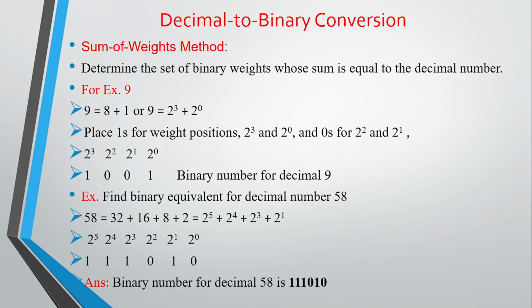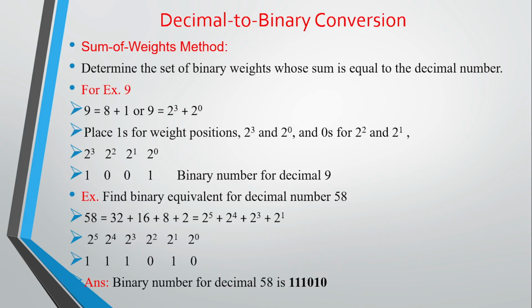So 8 means 2 cubed plus 1 means 2 to the power 0. And place 1s at the positions of 2 to the power 3 and 2 to the power 0. And for the remaining, it is 0. That means start from the right side. So 2 to the power 0, then 2 to the power 1, 2 to the power 2, 2 to the power 3. So 2 to the power 0 exists, so put there 1. 2 to the power 1 does not exist, put 0. 2 to the power 2 does not exist, put 0. And 2 to the power 3 exists, put 1.